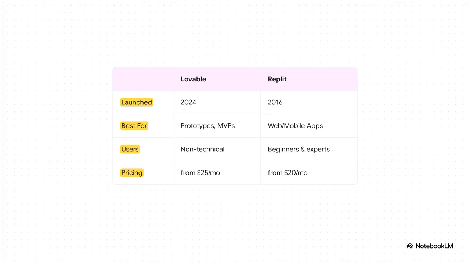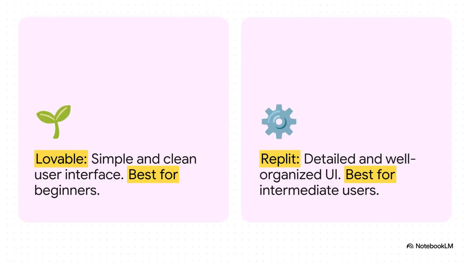Okay, let's meet our two contenders. In one corner, we've got Lovable. It's the newer kid on the block, launched in 2024, and it's fantastic for prototypes and MVPs. It's really aimed at non-technical users and founders. And in the other corner, we have Replit. It's been around since 2016, so it's a more established platform that caters to pretty much everyone, from total beginners to really experienced developers. You know, first impressions matter, right?